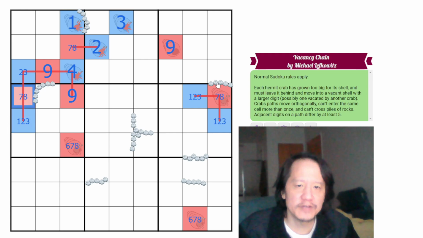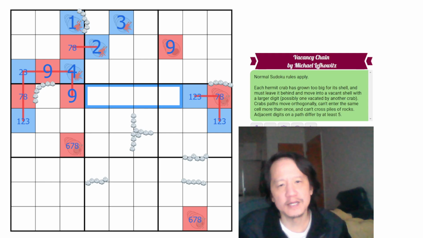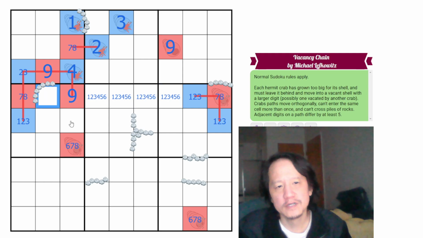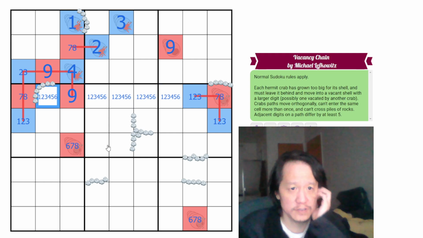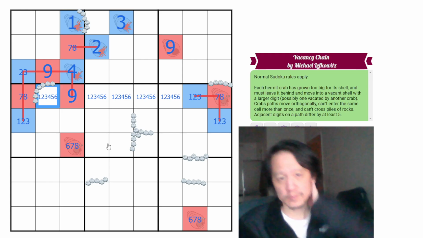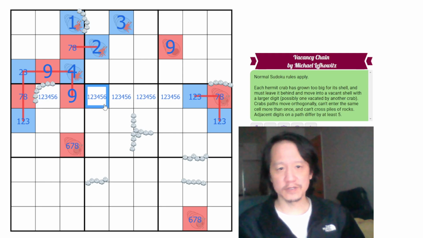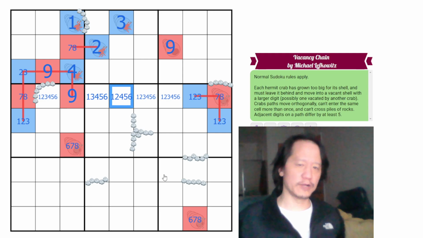So we have a 7, 8, 7, 8 pair here, which means the rest of this cannot be 7 or 8. So this is 1, 2, 3, 4, 5, or 6. This is 1, 2, 3, 4, 5, 6. This obviously can't be 2. This can't be 3.